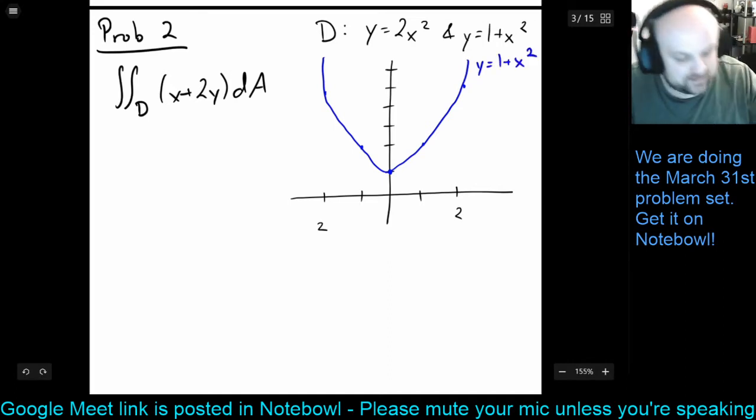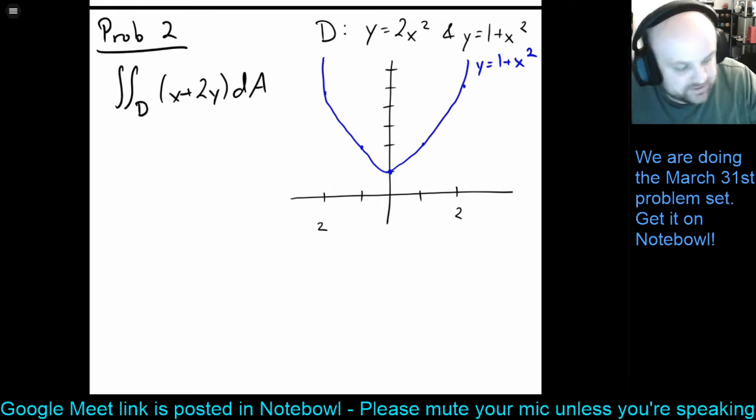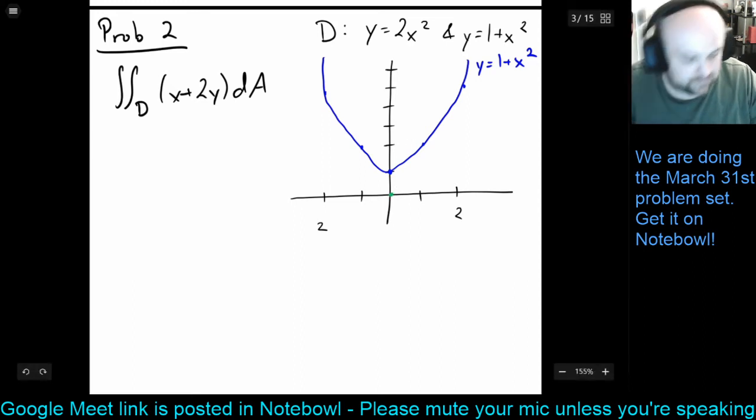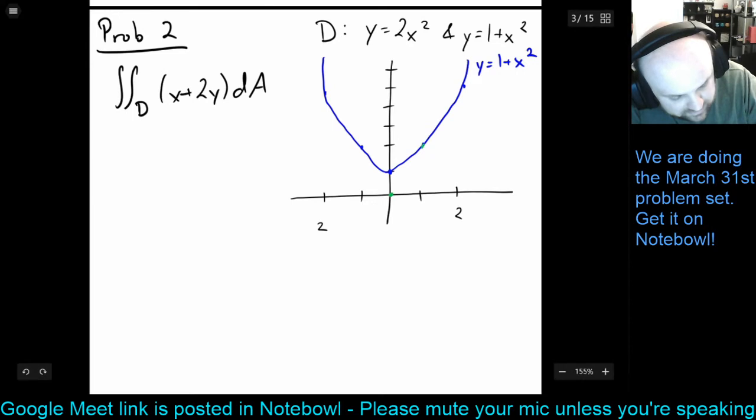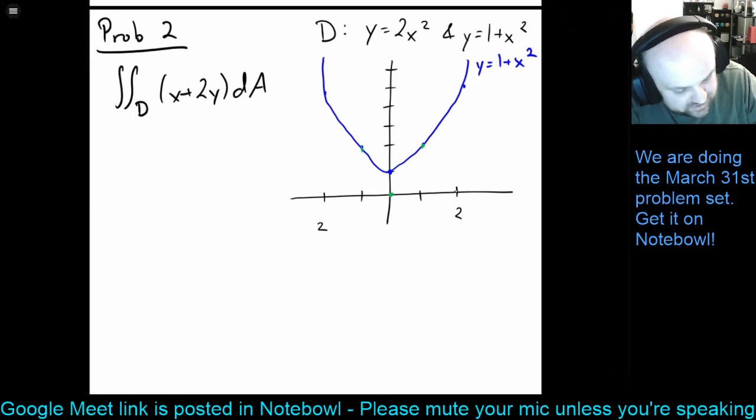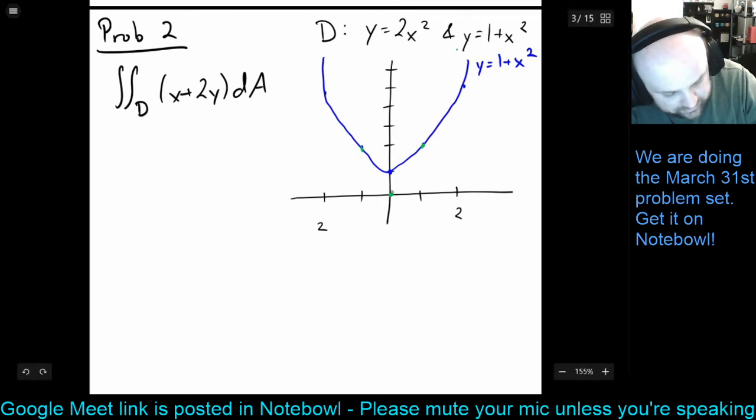Let's go ahead and look at the other one. y equals 2x squared starts here. And then when x equals 1, it hits the same place as both of these. When x equals 2, it's actually all the way up at 8 already.